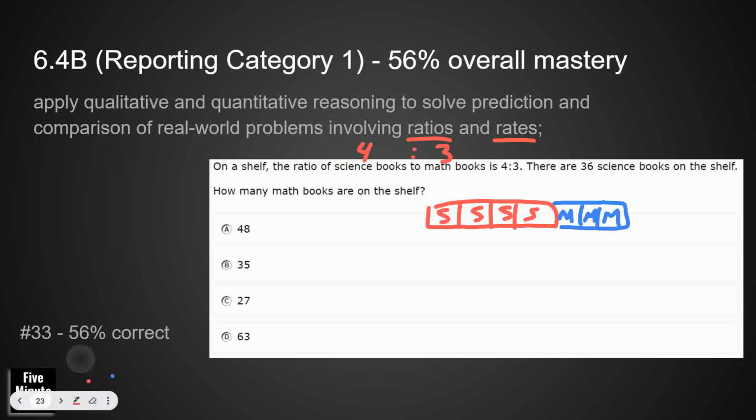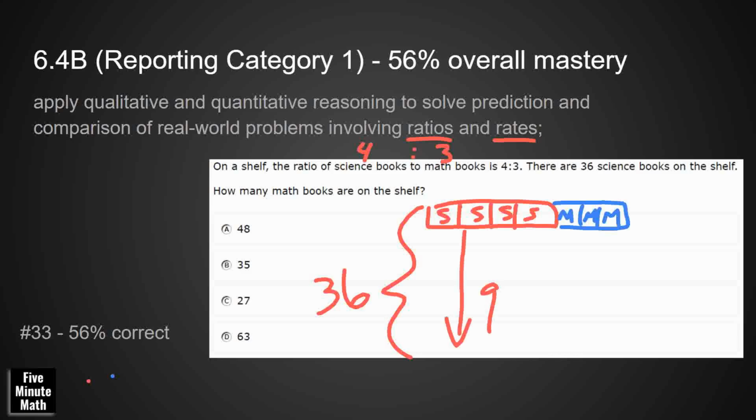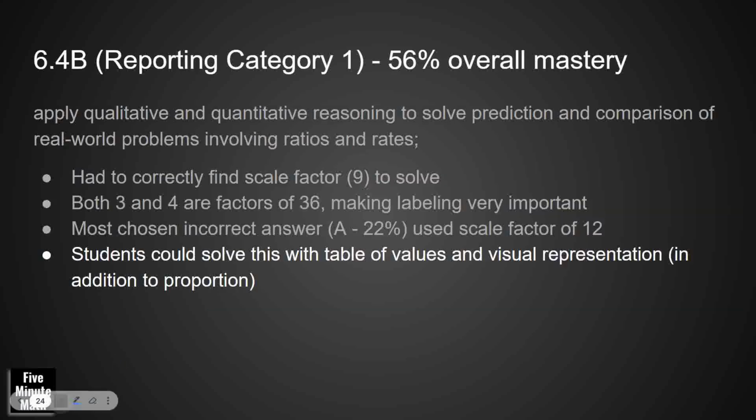So let's go back to this. If this is 36, how many rows would I need? 4 times what makes 36? Well, I would need 9 rows. So if I had 9 rows of that, then I would need 9 rows of this, which 9 times 3 would get me 27. So 56% of our students were able to get this.